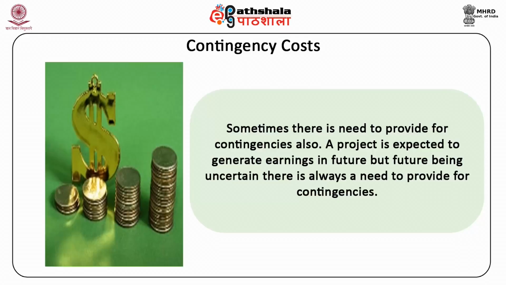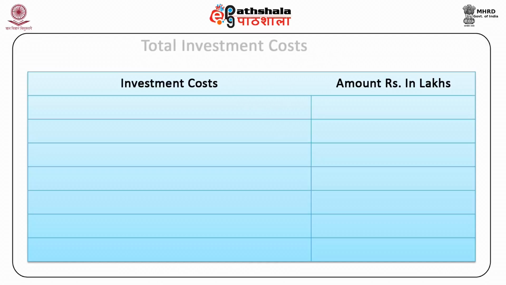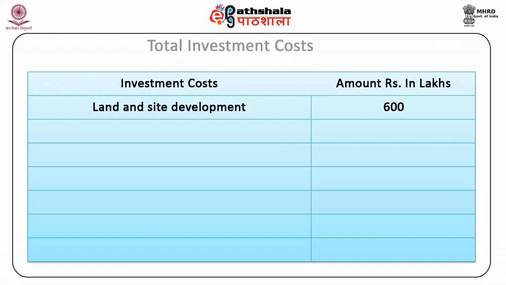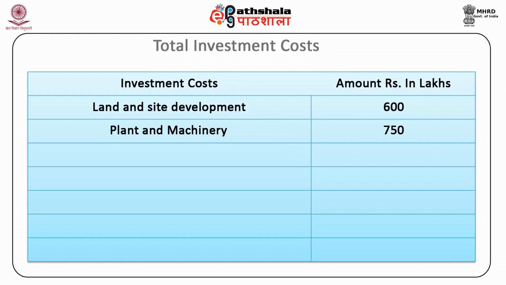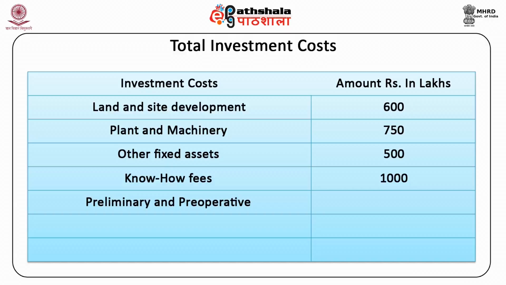for contingencies. Starting from the before read two tables, which are example of land and building cost and plant and machinery cost, and assuming other cost of other fixed assets to be rupees 500 lakhs, know-how fees to be rupees 1000 lakhs, and preliminary and pre-operative expenses to be rupees 200 lakhs, and also providing rupees 150 as contingencies. This table gives a complete picture of total investment cost.